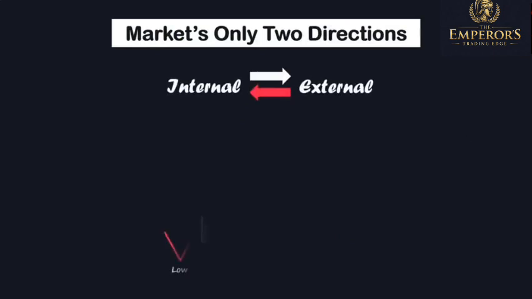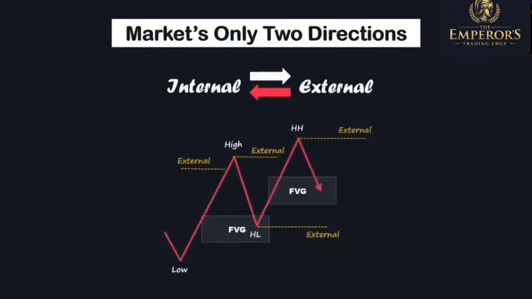Imagine it like a continuous circle where price moves either from internal to external liquidity or from external to internal liquidity. In simple terms, price either goes from a high or low point towards a fair value gap or from a fair value gap towards a high or low point. This is the basic movement pattern that the market follows.